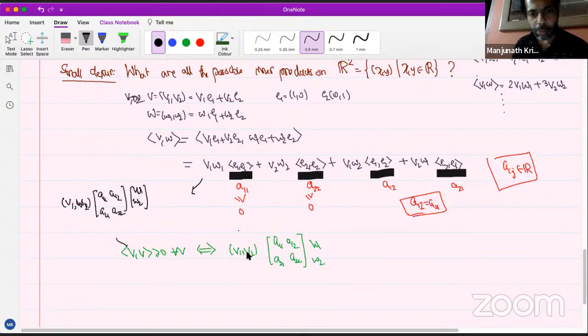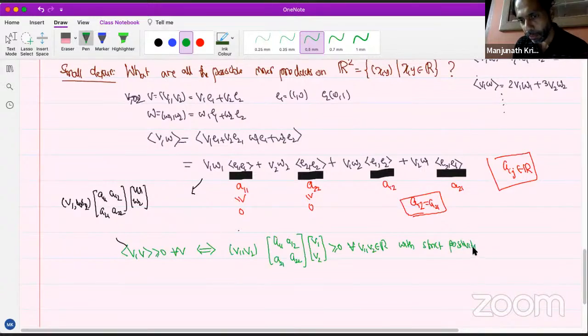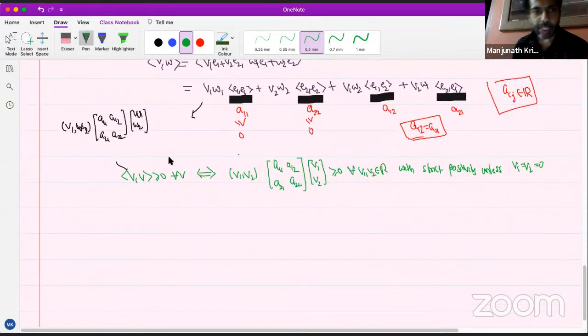So when you put V and W to be the same, this side is also V1 and V2. So you get that this should be greater than or equal to 0 for all V1, V2 in real numbers, with strict positivity unless V1 and V2 are both equal to 0. Okay. So this, in other words, is already the condition that it has to be symmetric.